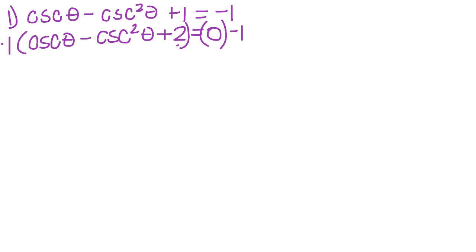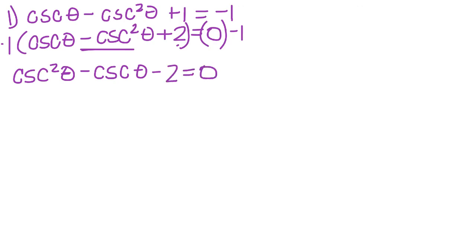So if I go through and do that, notice, and I'm going to go ahead and rearrange also. That's going to make that negative cosecant theta positive cosecant squared theta. And then I'm going to have minus cosecant theta minus 2 equals 0. Is that okay? Because I changed those signs, and you can always flip your signs that way. Just make sure you change all of the signs, not just the first and last ones.